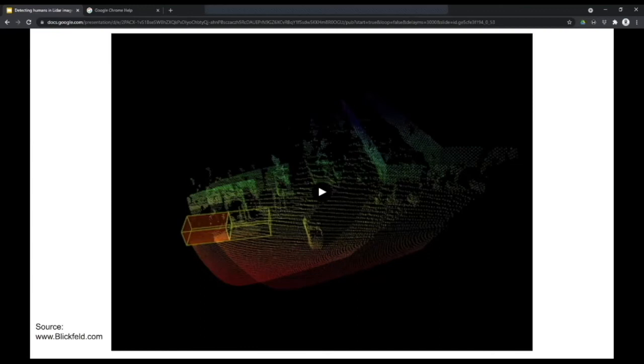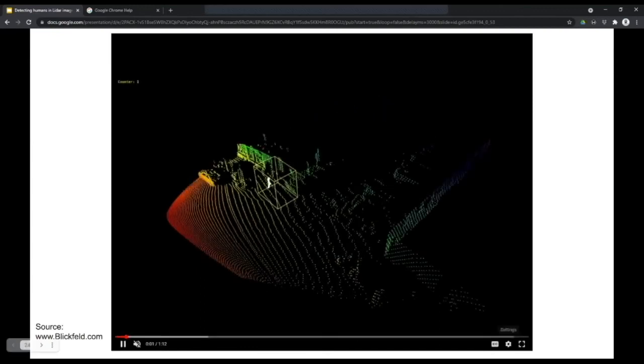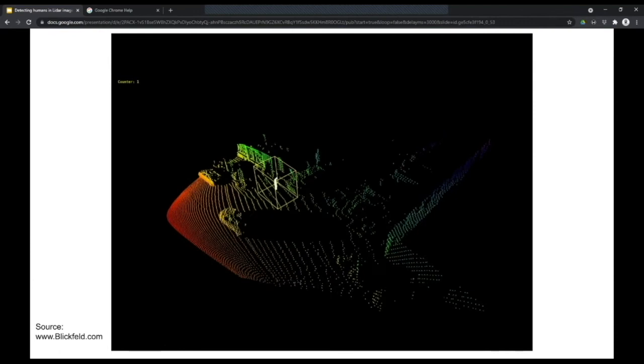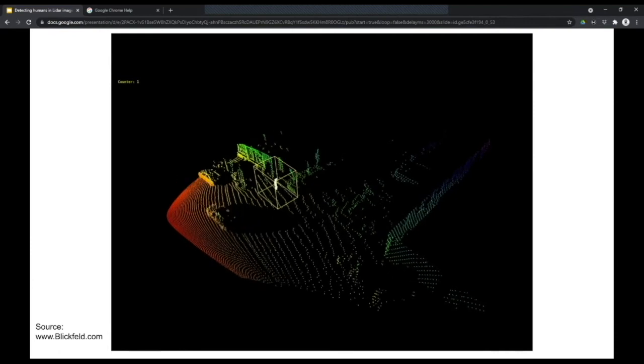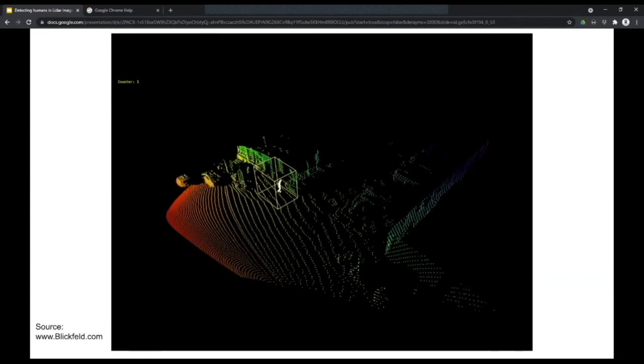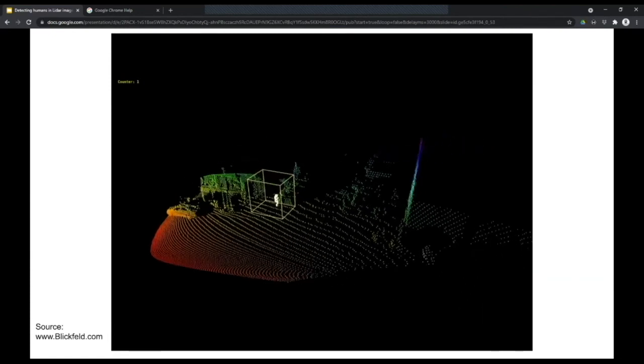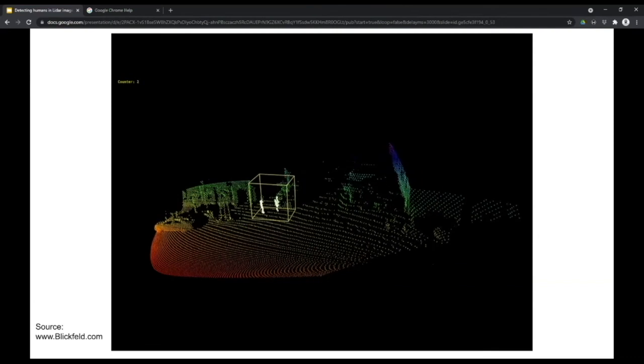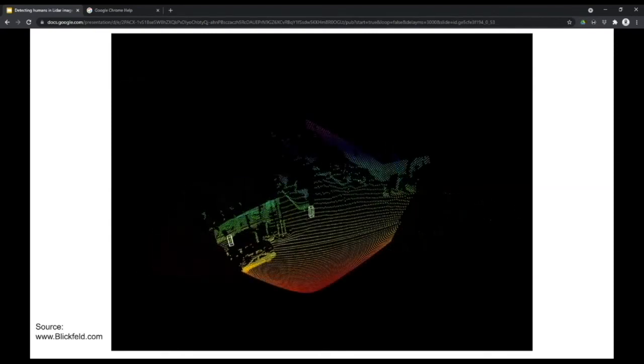So here we have another video that you can also find on the website of Blickfeld. It's a point cloud representation, and you can see the humans that are detected. You can see the cuboid around the person, the same around the car. So this is pretty much the goal of the project, but not using point cloud, but using, sorry, I'm saying not too much, using images.